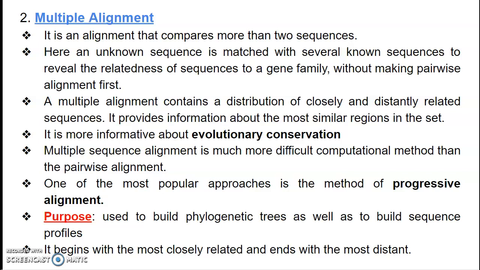And here we can see that multiple sequence alignment is a much more difficult computational method than the pairwise, that is for sure, because we are not comparing with a single sequence, we are comparing with more than one known sequence. And one of the most popular approaches in this is progressive alignment. One by one, it will go on aligning by itself. And the purpose, as we said, is phylogenetic tree construction, as well as to build a sequence profile. Profiling is also one of its purposes.